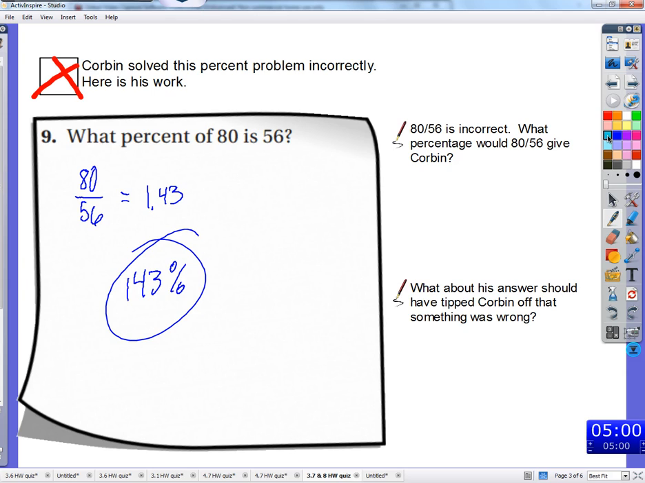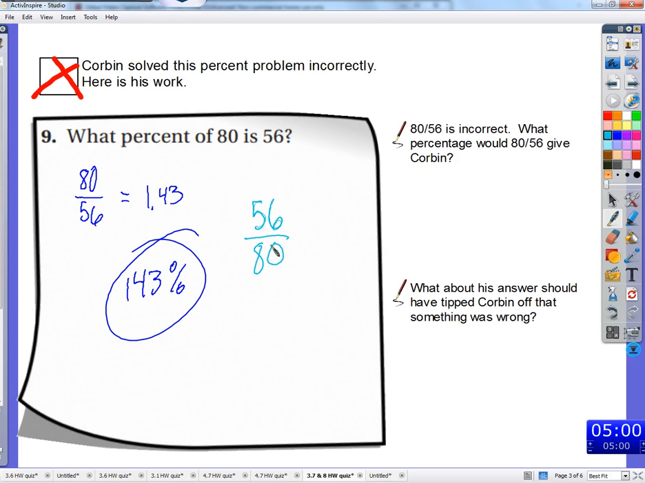Yeah, so they have to do it the other way around: 56 divided by 80. So to find the percentage that 56 is of 80, we do 56 over 80. You can think of this as the part and this as the whole, because usually that's how percentages work, right? We have a smaller amount than the whole, and we want to find the percent that that is. It's going to be something between 0% and 100%. So that would be correct.